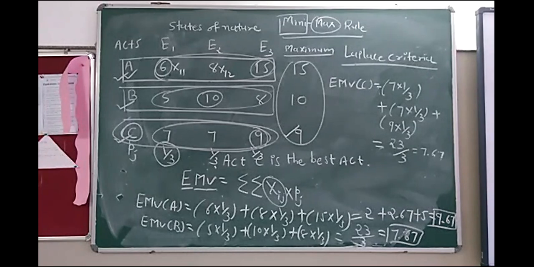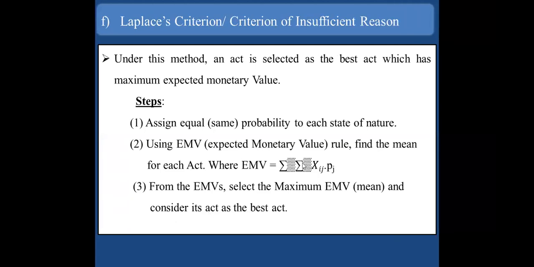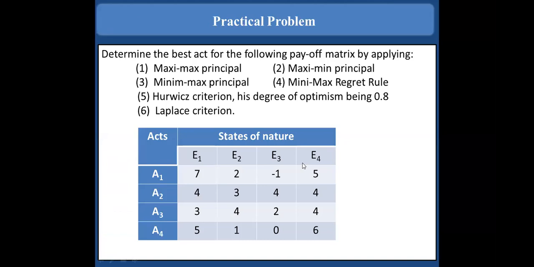Okay. So let us move on. Next practice question. Okay. Now, what is the question? Determine the best act for the following payoff matrix by applying the Maximax principle, Maximin principle, Minimax principle, Minimax regret rule, Hurwicz criterion, where the degree of optimism is 0.8, and using the Laplace criterion.